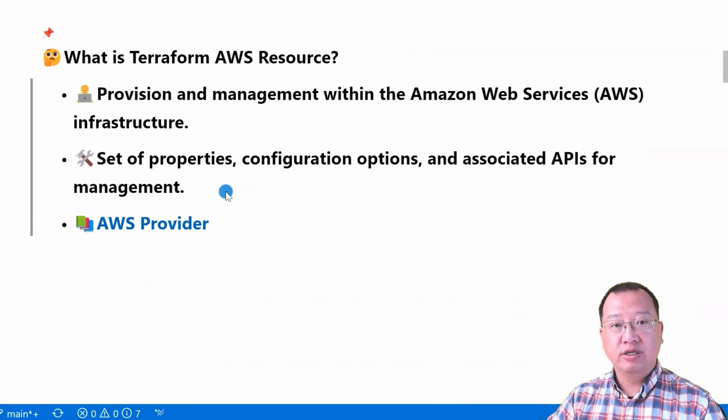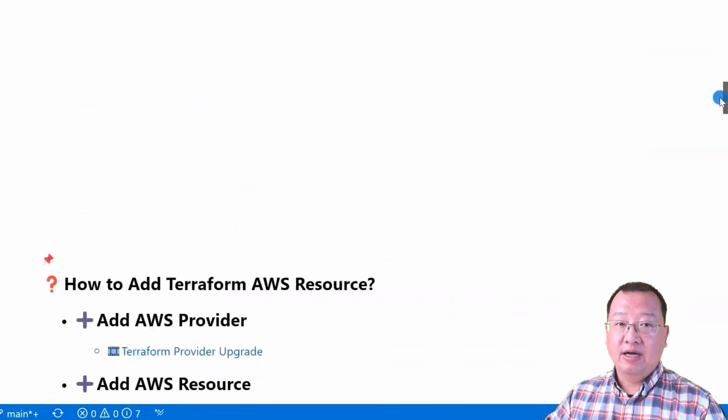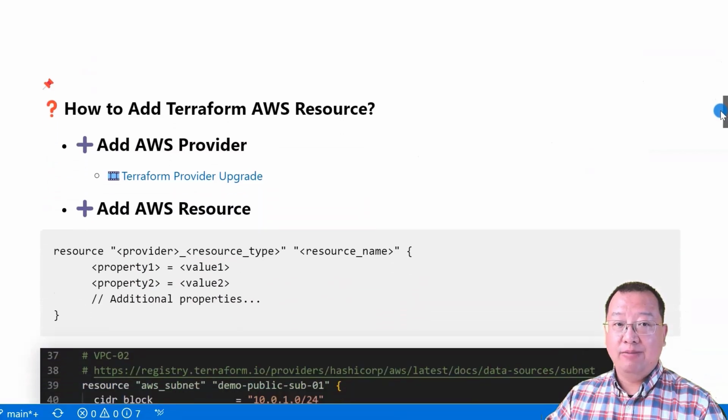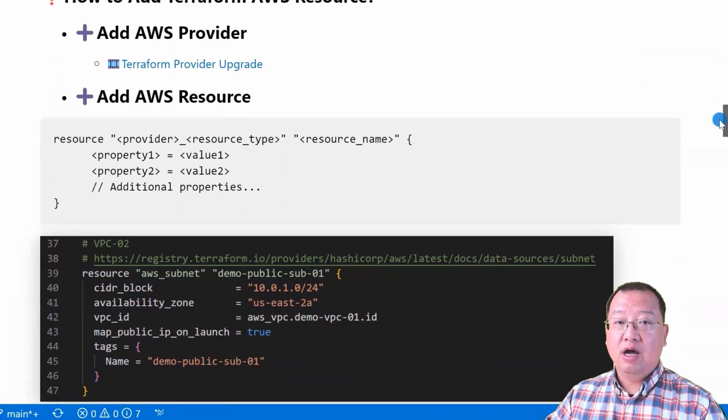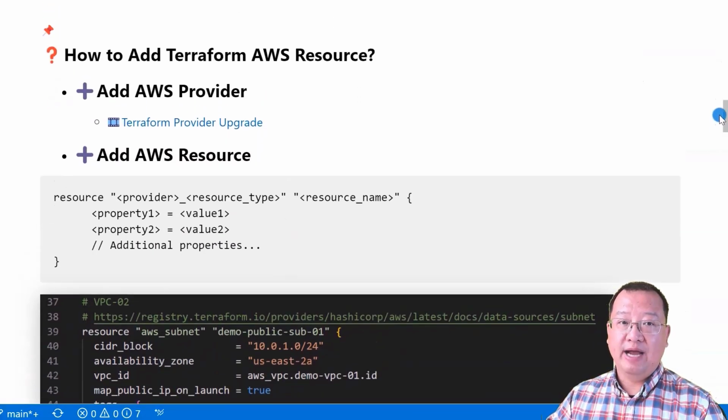Each resource comes with its own set of properties, configuration options, and associated APIs for management. To explore all the supported AWS resources, you can refer to the official AWS Terraform API document. Now we understand the concept of Terraform AWS Resource. Let's learn how to add it to your project.